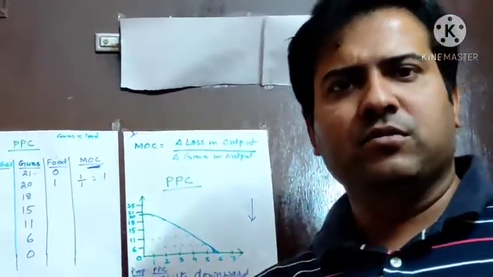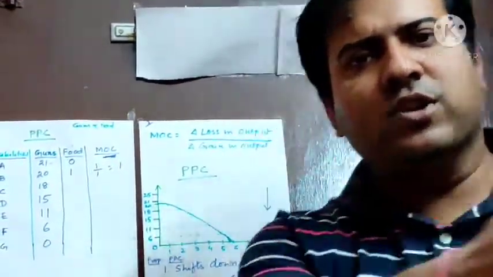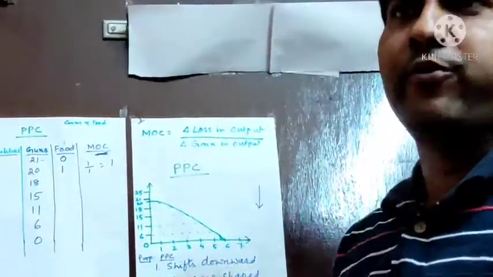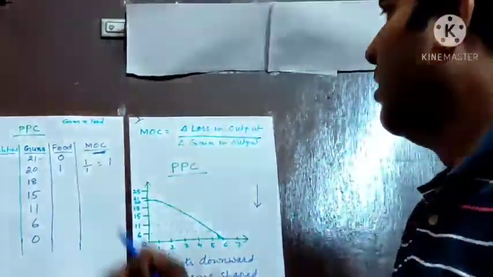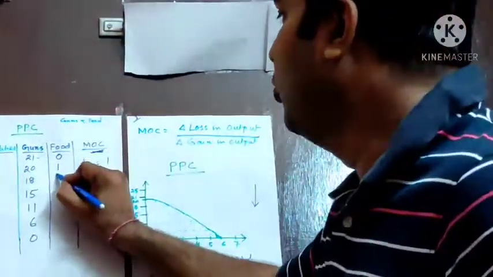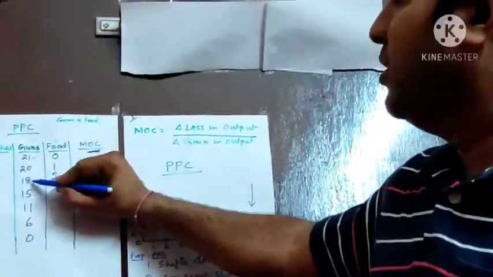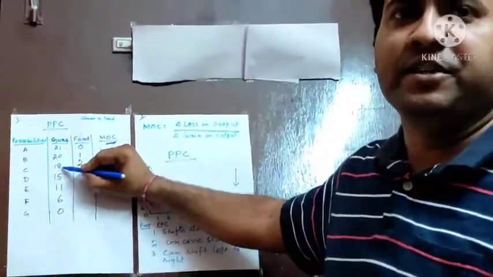We can reduce more. Some more workforce must come to make food. All should not make guns. So I am increasing 2 units over here. From 20 I have reduced 2 units, it has become 18.